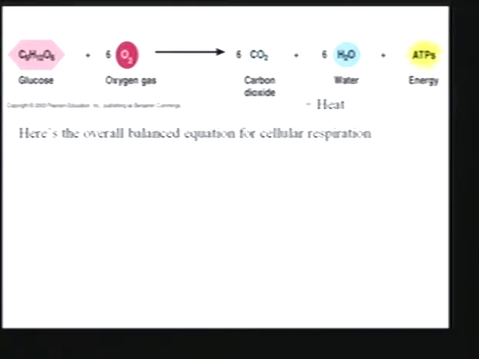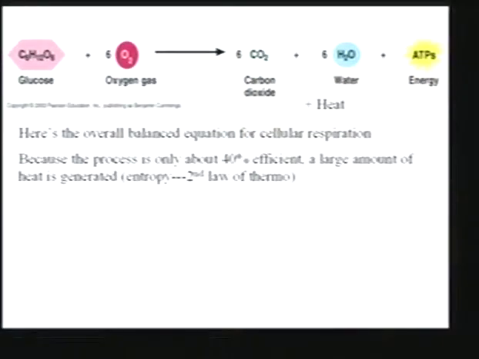Okay, other molecules can go into this pathway. Other sugar molecules, for example, fructose, which is a 5-carbon sugar, can come into this pathway. 3 and 4 carbon sugars can come into this pathway. It's only about 40% efficient, and so we generate a lot of heat. But that's good for us, because that heat is what allows us to maintain a steady body temperature. Okay, we couldn't do it otherwise.